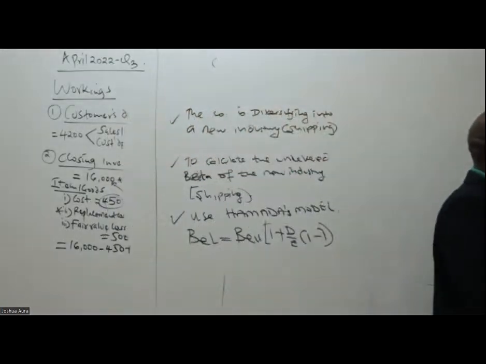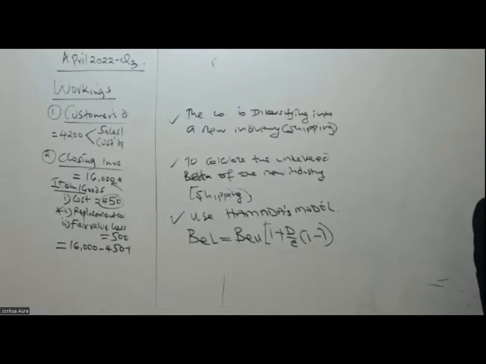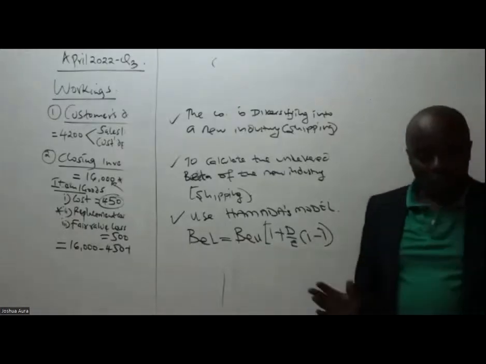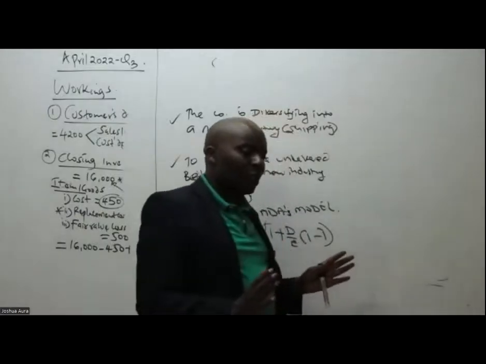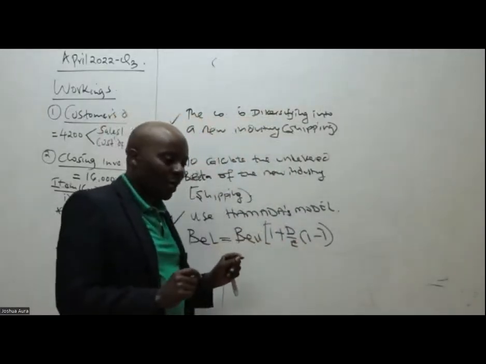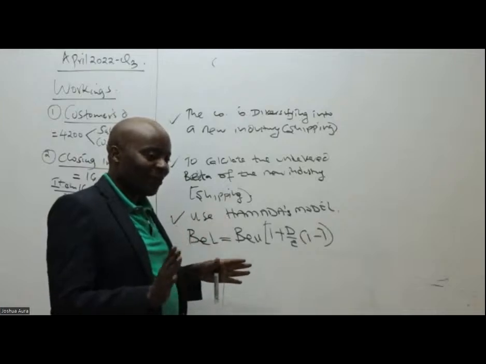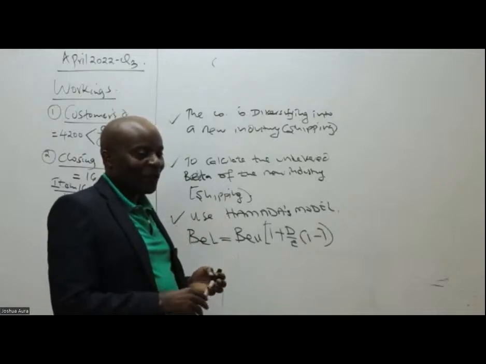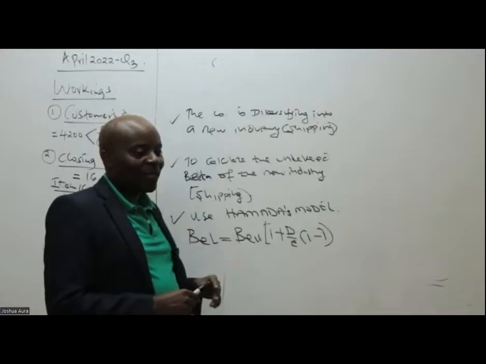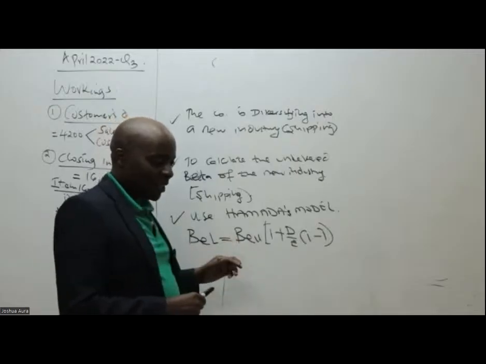I would want your confirmation that up to here, we are together. When you are diversifying into a new industry, that should be the first thing you need to do: you have to come and give us the beta equity of the unlevered firm of the new industry. Up to here, have you been able to write it down?